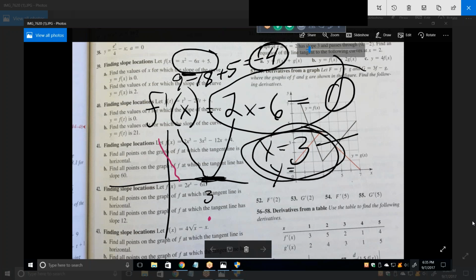It's a parabola. The vertex still has a tangent line that's horizontal. It always is going to. In other words, the slope of the tangent line at the vertex of all parabolas is always 0. Okay.